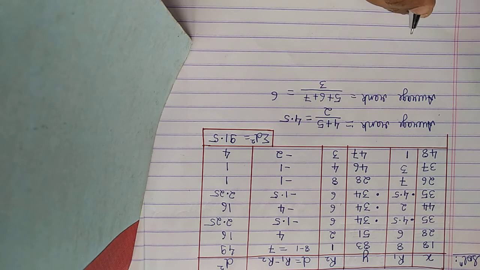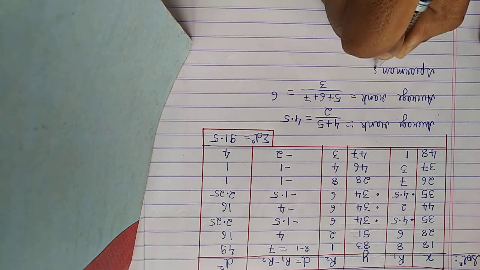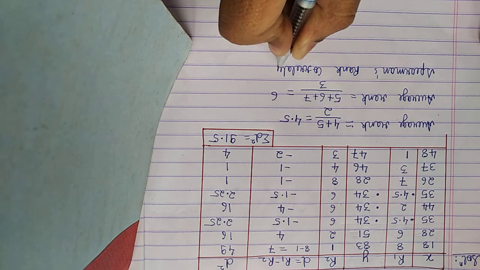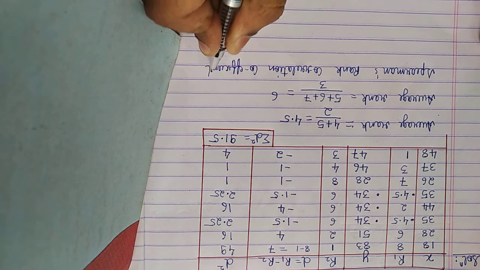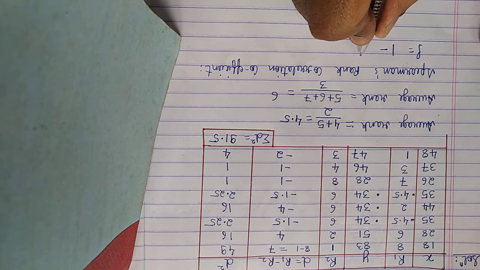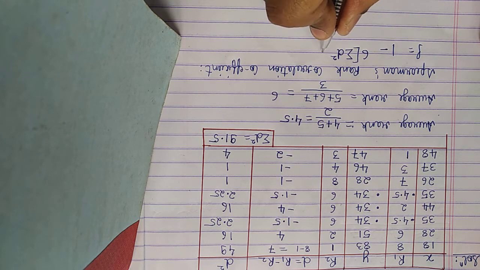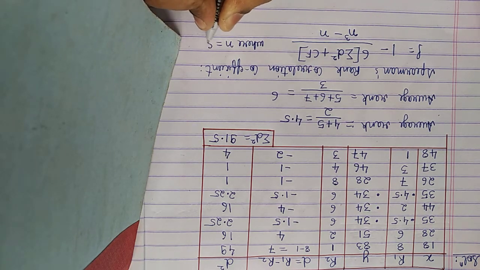Now, the next thing is we'll note down the formula for rank correlation. Spearman's rank correlation coefficient. What is the formula? Rho equal to 1 minus 6 into summation D square plus CF, divided by N cube minus N, where N is equals to 8.